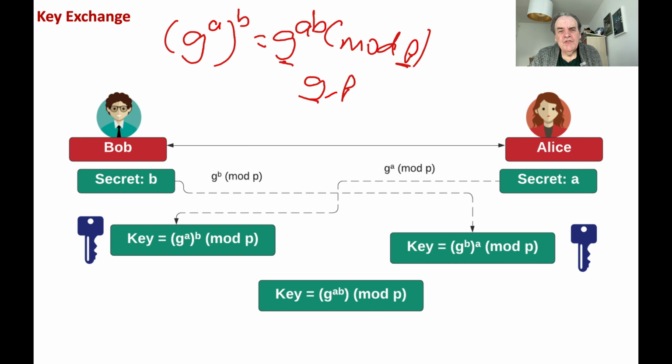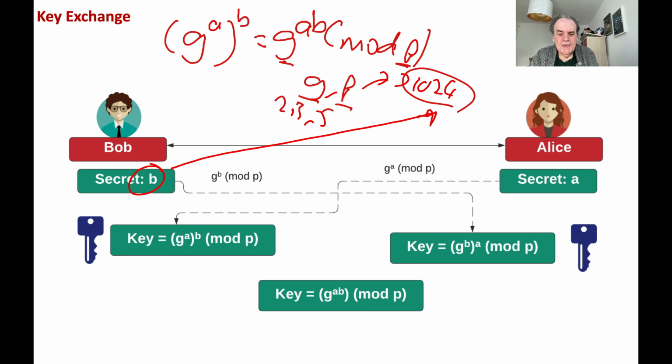G is called the generator value, and p is called the prime number that we're going to use. This will typically be greater than 1024 bits. g might typically be 2, 3, or 5. So basically, Bob creates a secret, a value between 0 and the prime number minus 1, and Alice will do the same.